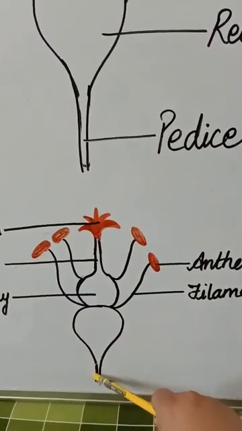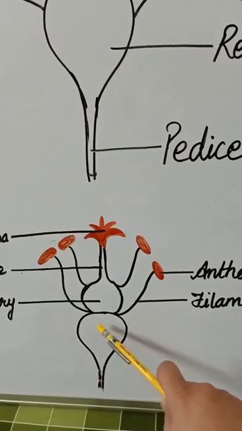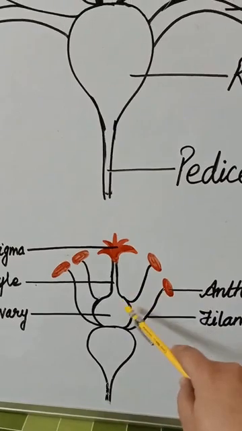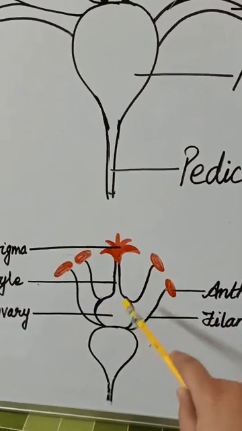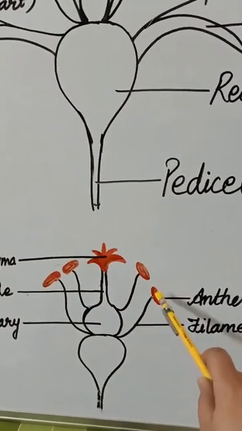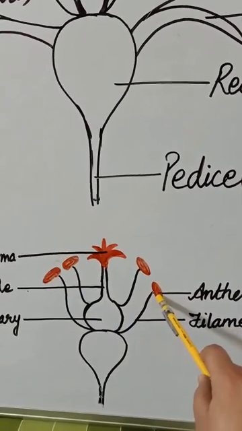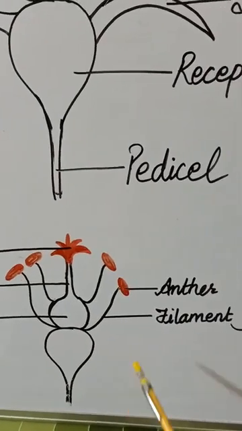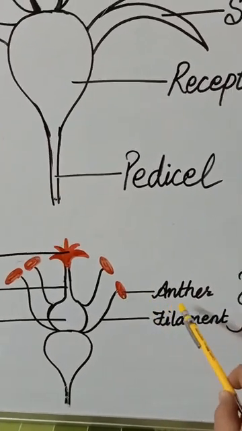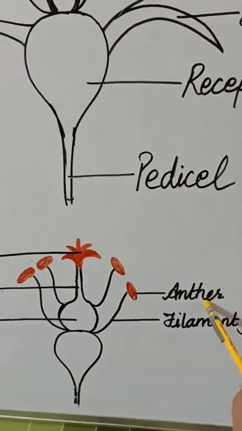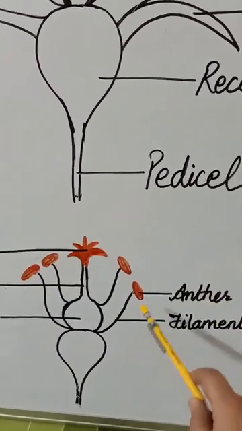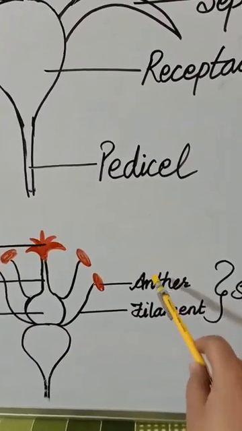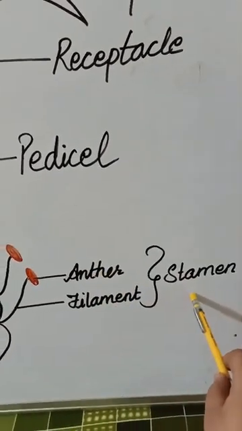What is this? This is pedicel. Then this is receptacle. And what is this, children? I told you it is stamen. Now stamen is divided into two parts. The topmost red part and the long tube-like structure is the second part. The topmost red part is called anther, and the tube-like structure is called filament. Collectively these two are called stamen.